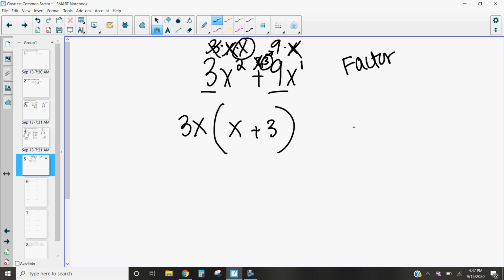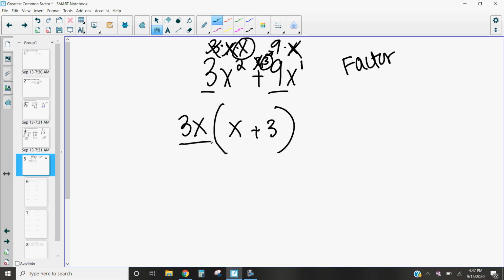Now we can use our distributive property to get that same thing. We're just going backwards. When we're factoring, we're doing the opposite of multiplying. It's kind of like we're dividing here. And we can see that that ends up being the same. But the greatest common factor between these two numbers was 3x.